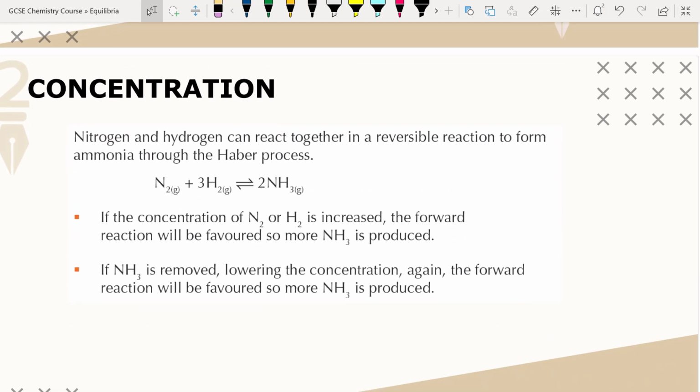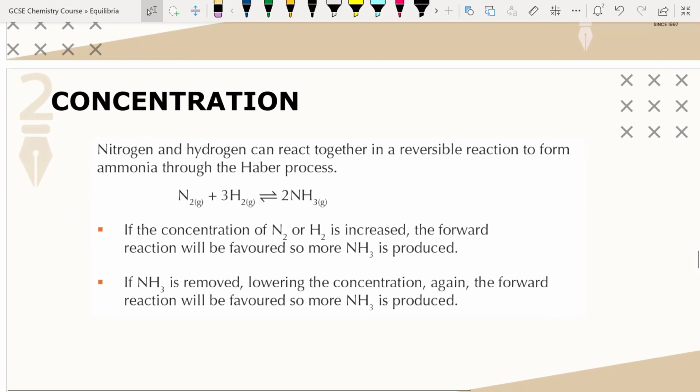So we're going to see this reaction a little bit more in a moment, but nitrogen and hydrogen can react together in a reversible reaction to form ammonia through something called the Haber process. If the concentration of nitrogen or hydrogen is increased, if I put more of this in, then we're going to favour the forward reaction. It will happen faster, so we'll start making more ammonia until it's balanced. Similarly, if I lower the amount of ammonia, then again, there will be less on this side and more on this side, so we'll favour the forward reaction and again produce more ammonia. So just understand what happens when you change the amounts of either of the sides.